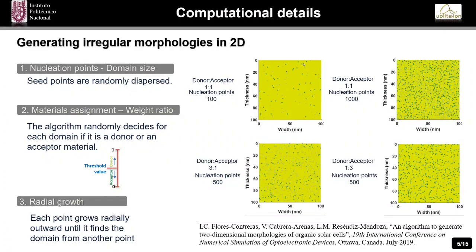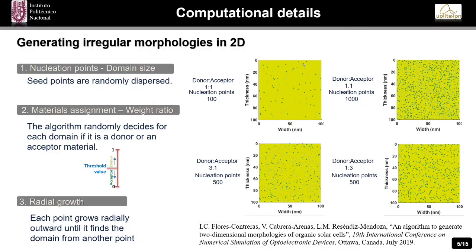So in our work, we use an algorithm to generate irregular morphologies in 2 dimensions. In the first step, the algorithm creates points that are randomly dispersed in the active layer. The number of these points controls the domain size of the morphology. Then a random number between 0 and 1 is generated and compared with a threshold value to decide which material each point is. With this threshold value, the weight ratio of the morphology can be controlled. And finally, each point grows radially outward until it finds the domain from another point.